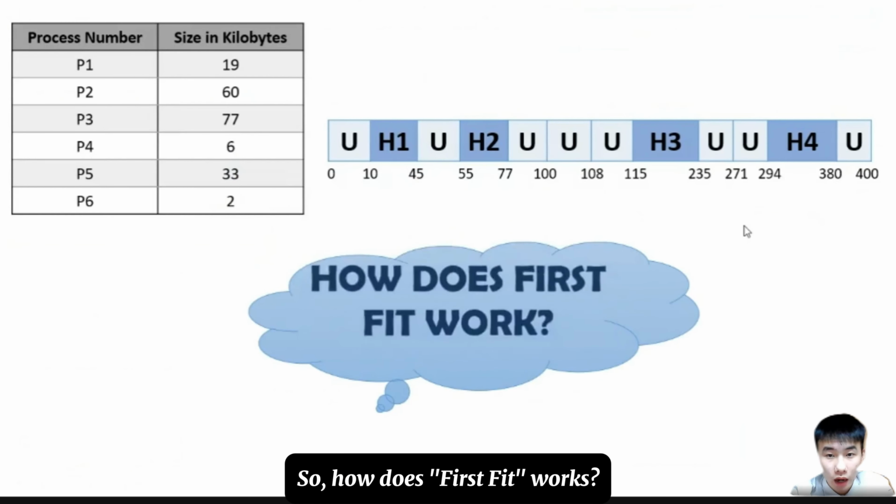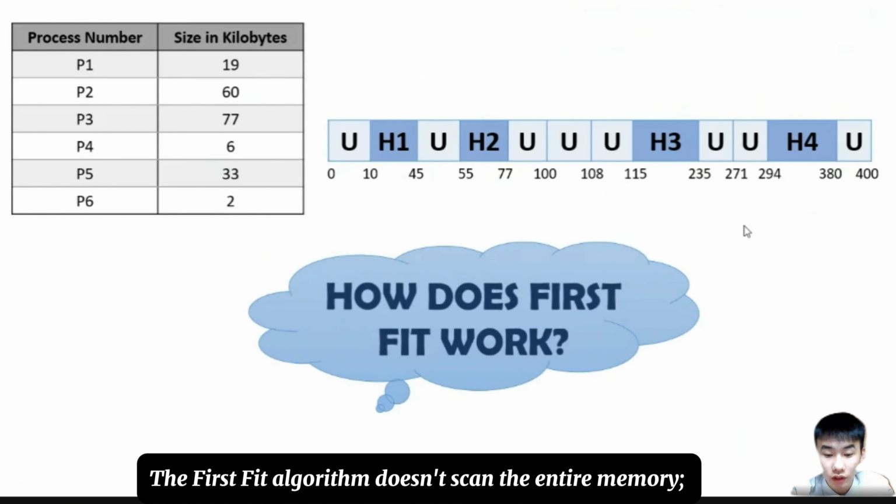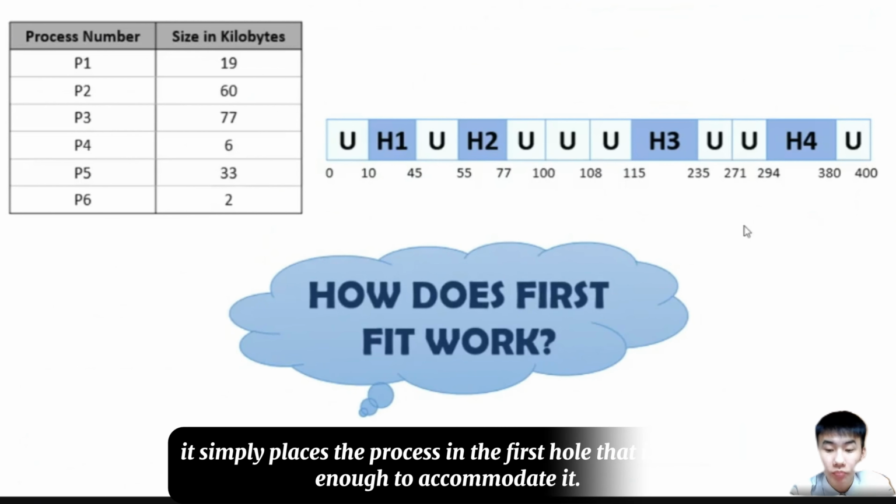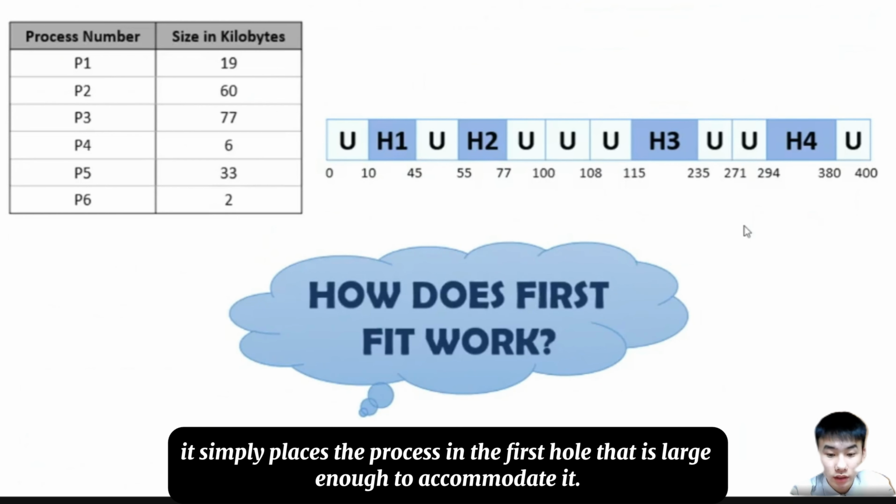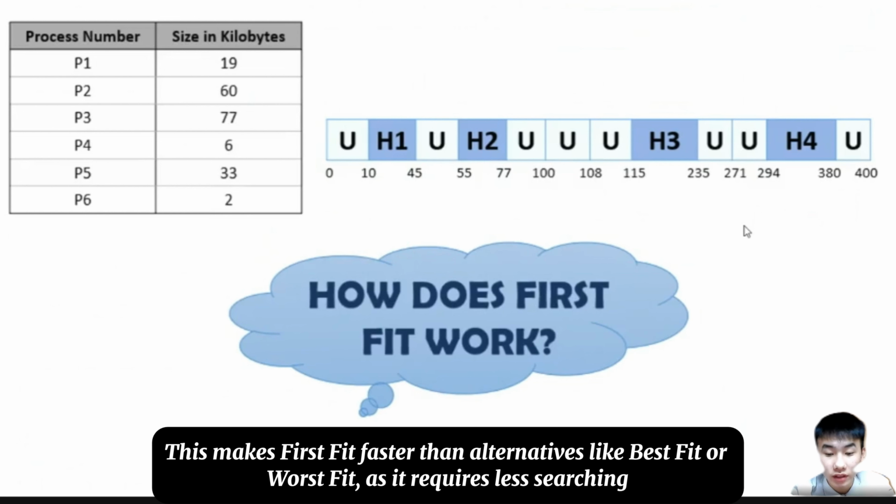So how does first fit work? The first-fit algorithm doesn't scan the entire memory. It simply places the process in the first hole that is large enough to accommodate it. This makes first fit faster than alternatives like best fit or worst fit, as it requires less searching.